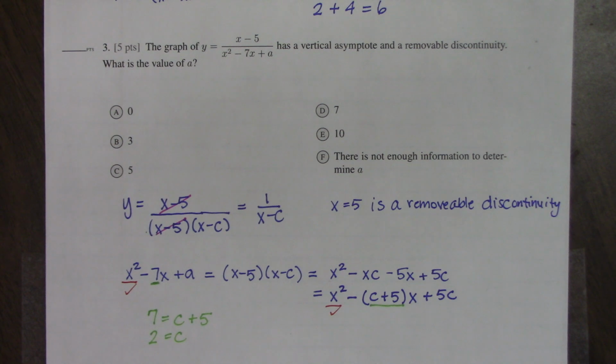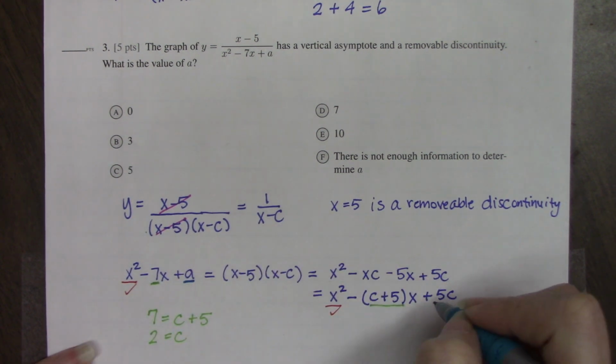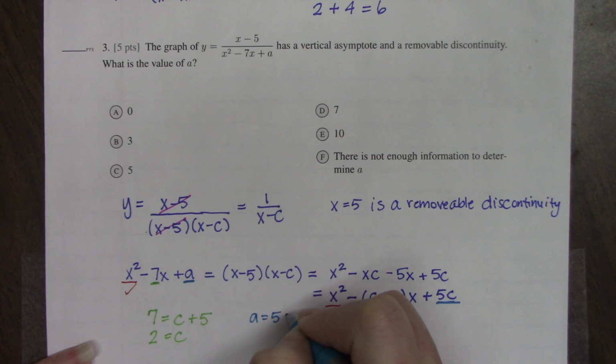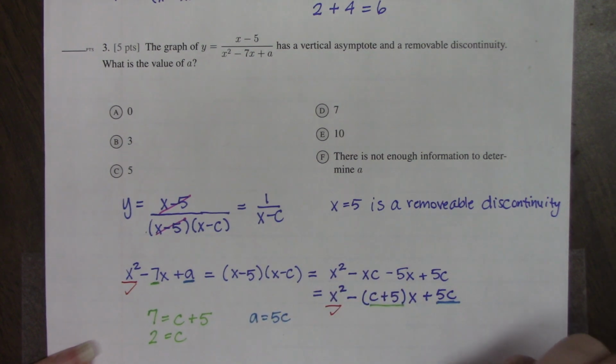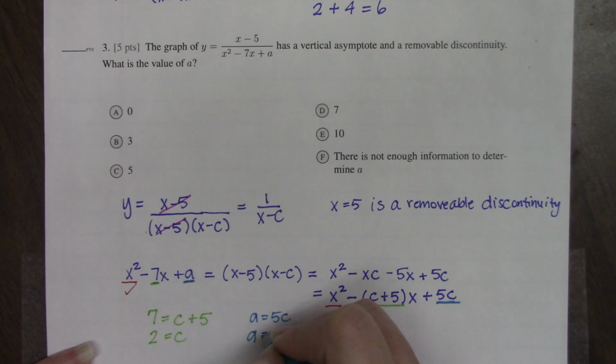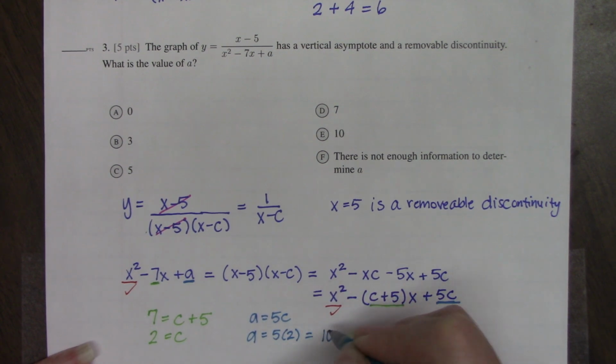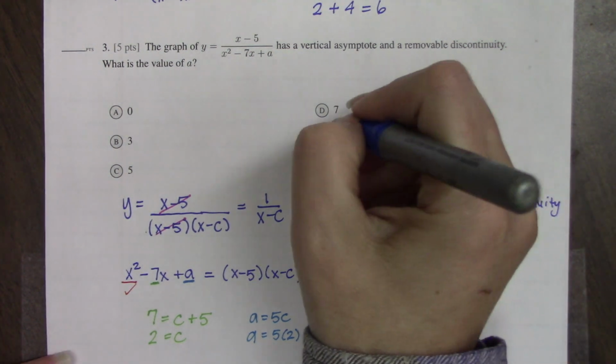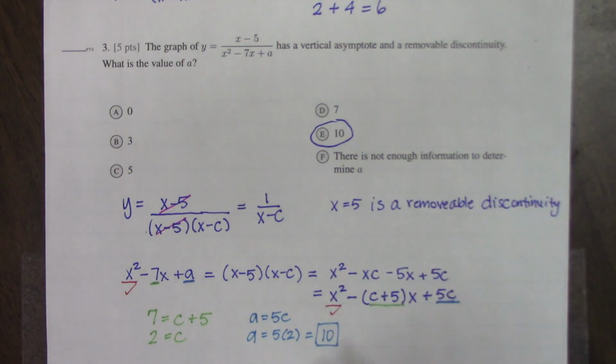And then we also need to make sure that a and 5c are equivalent. So a must equal 5c. So a is going to equal 5 times 2, which is 10. And so a is what we were looking for. And so a equals 10 is the correct answer.